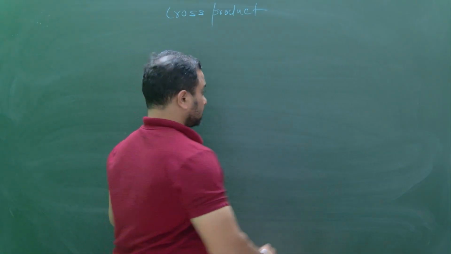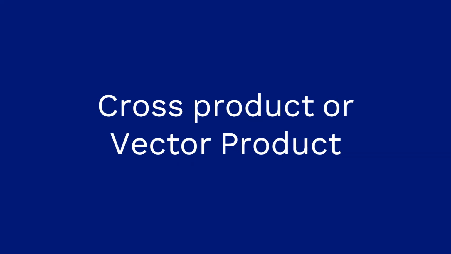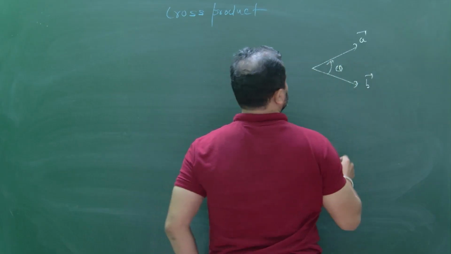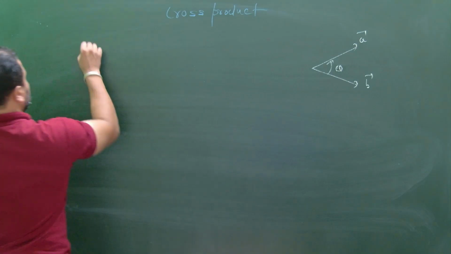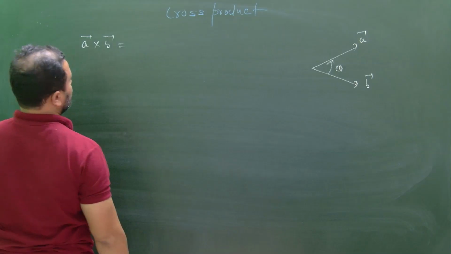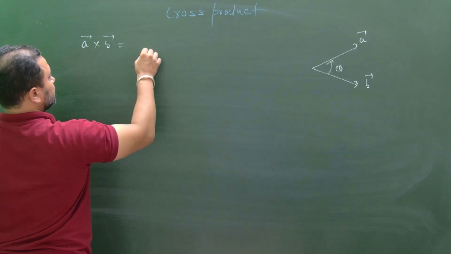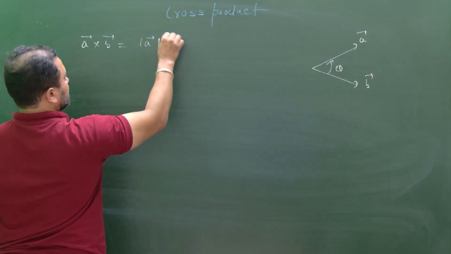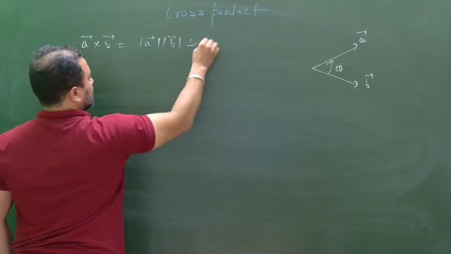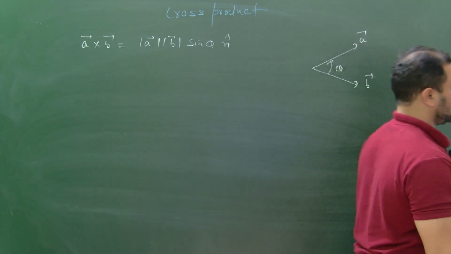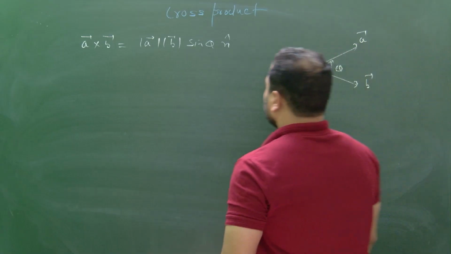So here, like two vectors, this is a vector and b vector, and there is some angle between these two vectors. The cross product we define in this way: a vector cross b vector is equal to |a||b| sin θ with the unit vector. This n cap represents a unit vector here.